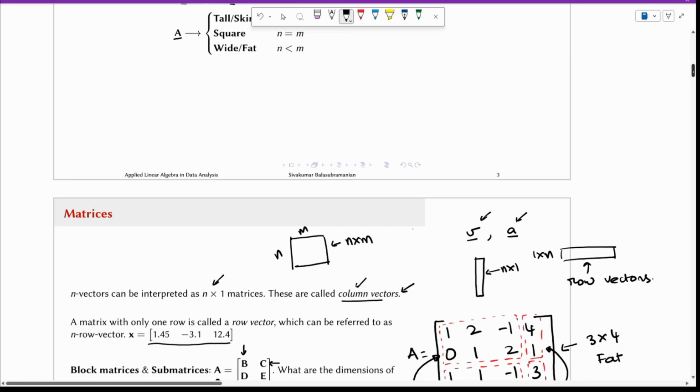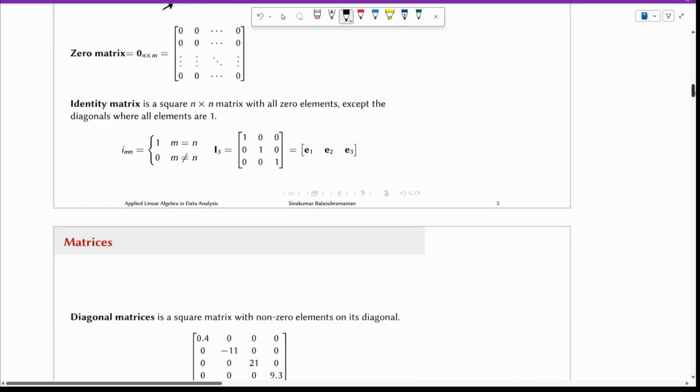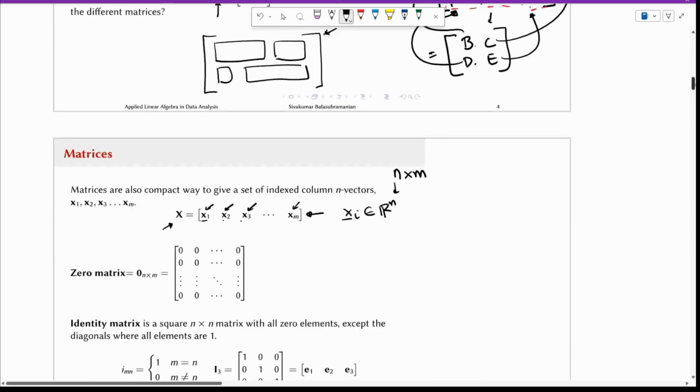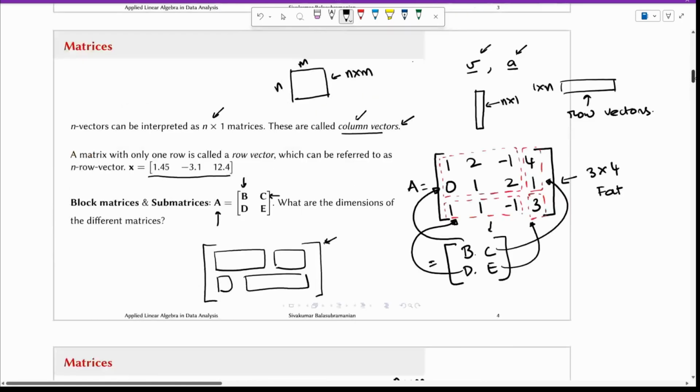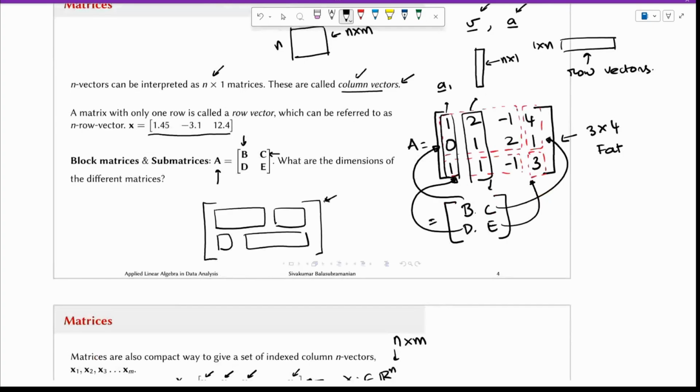That means here, this one is vector A1. This one is vector A2, vector A3. So in this process, we've actually introduced another notation.